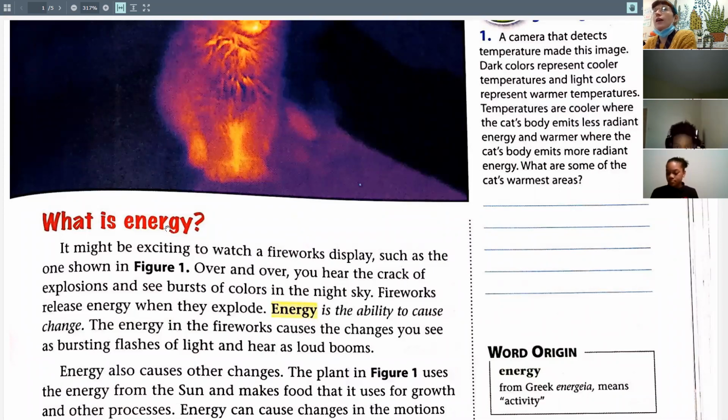So what is energy? It might be exciting to watch fireworks displays such as the one shown in figure 1. Over and over you hear the crack of explosions and see bursts of color in the night sky. Fireworks release energy when they explode. Energy is the ability to cause change. The energy in the fireworks causes the changes you see as bursting flashes of light and hear as loud booms.